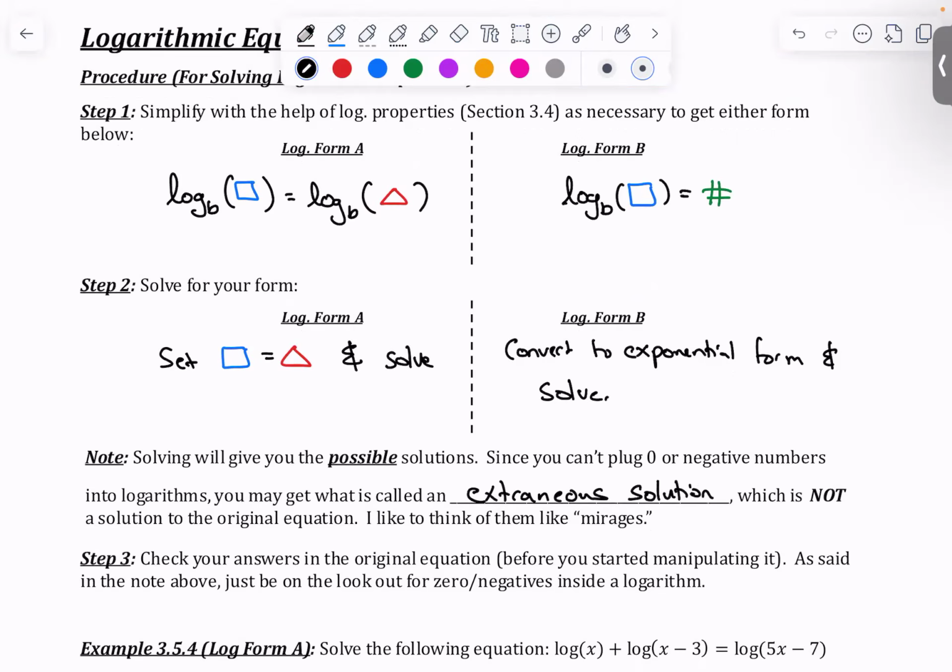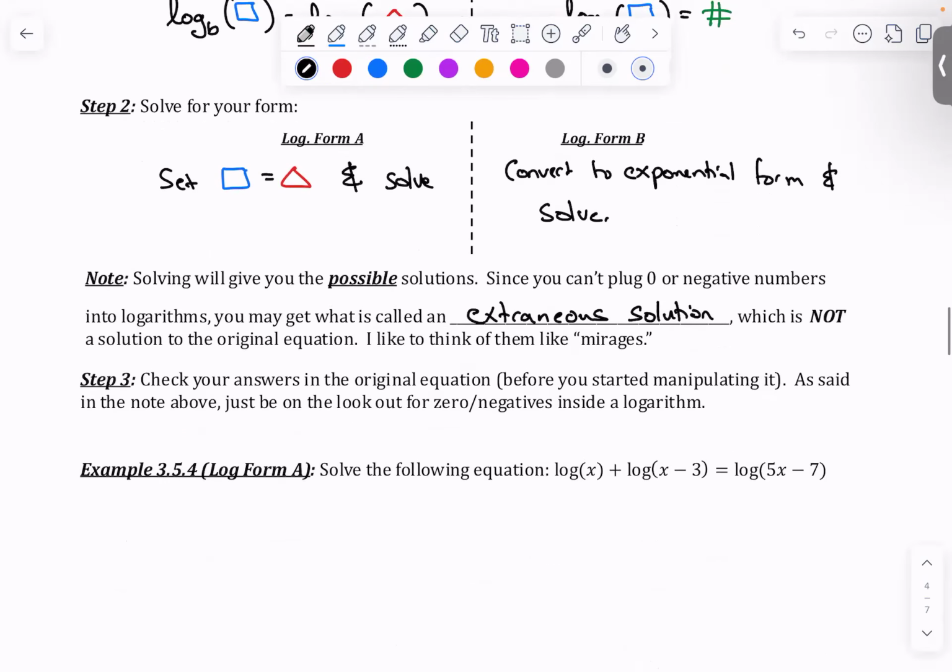Now, to be clear, it is okay for your variables, your answers, to be negative. That is not wrong. It's just when they get plugged into the original equation, you can't have negative numbers on the inside of the logarithm. So x equals -2 is a completely valid answer. It's just when you plug it in, it can't give a negative number. You'll see in a second.